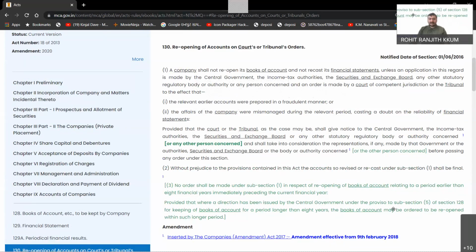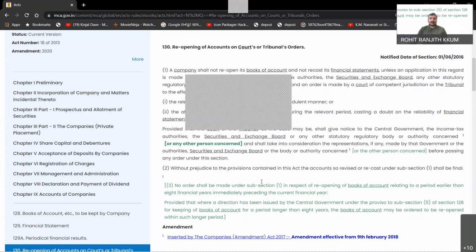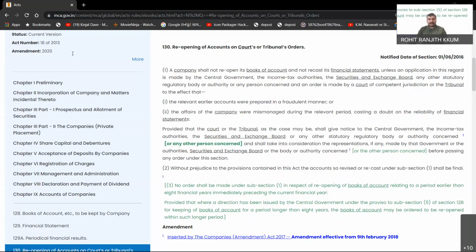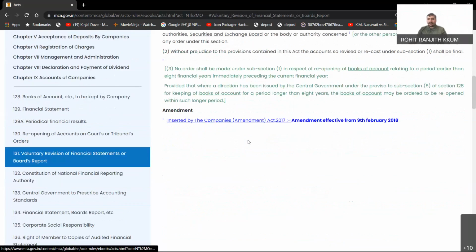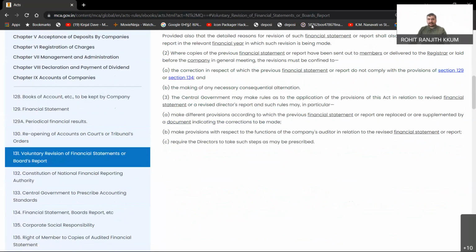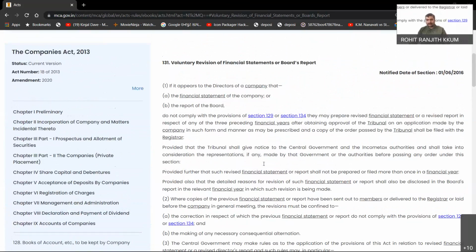All right. If it is clear now, then we are going for the next part. That is section 131. After 130, it is 131. 131 is almost a similar section, but here it is happening voluntarily.